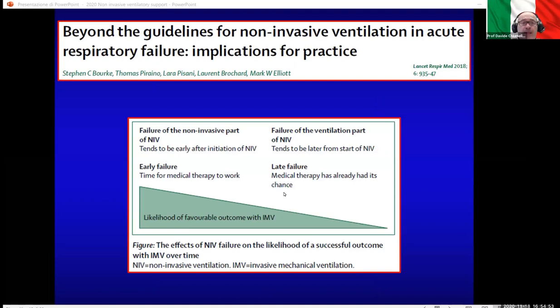And we also have to remember when the patient fails when he's treated with non-invasive ventilation. So we have early failure and late failure. Usually the early failures are due to patient discomfort, to the leak, to claustrophobia, and to high tidal volume. And in the case the patient is intubated, the patient can have a favorable outcome. On the contrary, when the patient fails in the late phase, it is always due to the underlying disease, and the medical therapy has already started. So in this patient, we cannot offer anything more.